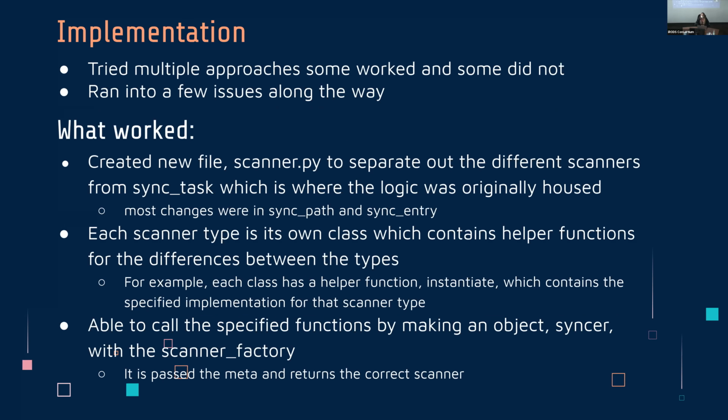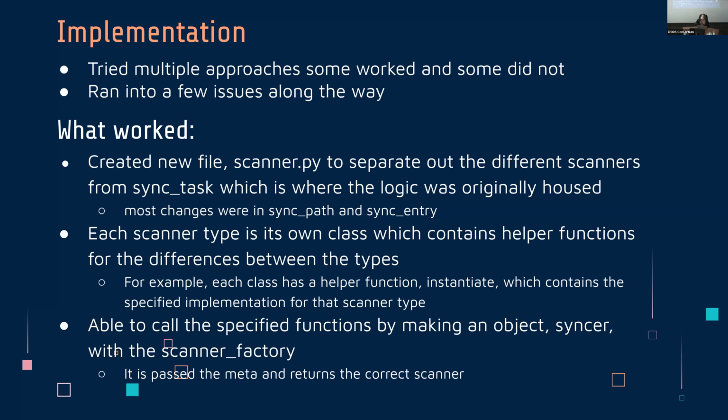So moving forward to implementation. I tried multiple approaches where some worked and some did not, and I ran into a couple of issues along the way, which I'll talk about in the next slide. The main things that worked and are important to talk about would be creating a new file, scanner.py, which is used to separate out the different scanners from sync task, which is where the logic was originally housed. And most of the changes were in sync path and sync entry. This is where you could see a lot of the differences between the different scanner types.